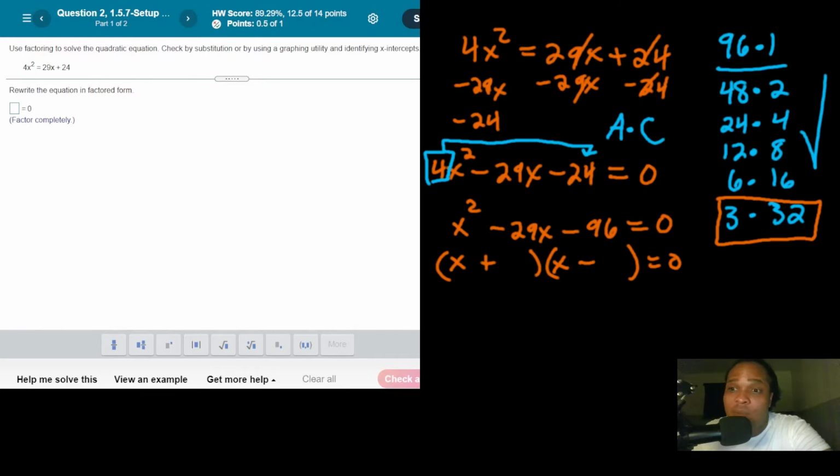Remember, the bigger number takes the sign. The bigger number is 32. 32 has to be the same sign as the middle term. So we're going to go ahead and put 32 right in there, which means the 3 goes here.